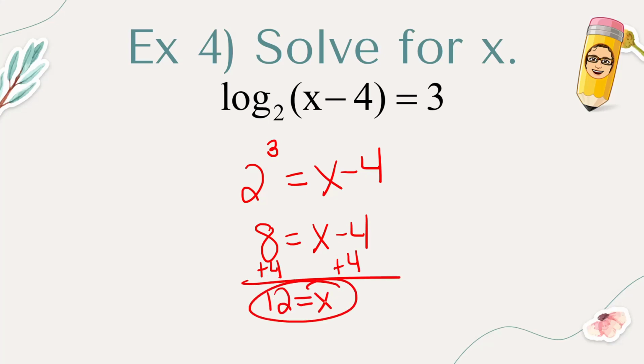Now, I got to double check. If I plug that back in here, is this 0 or is it negative? Well, 12 minus 4 is 8. That's definitely not 0, and it's definitely not negative. Check box, all good. And you could use your calculator if you wanted to make sure you got the right answer. So you could go log of 12 minus 4, aka 8, divided by log of 2, and you would get a 3.